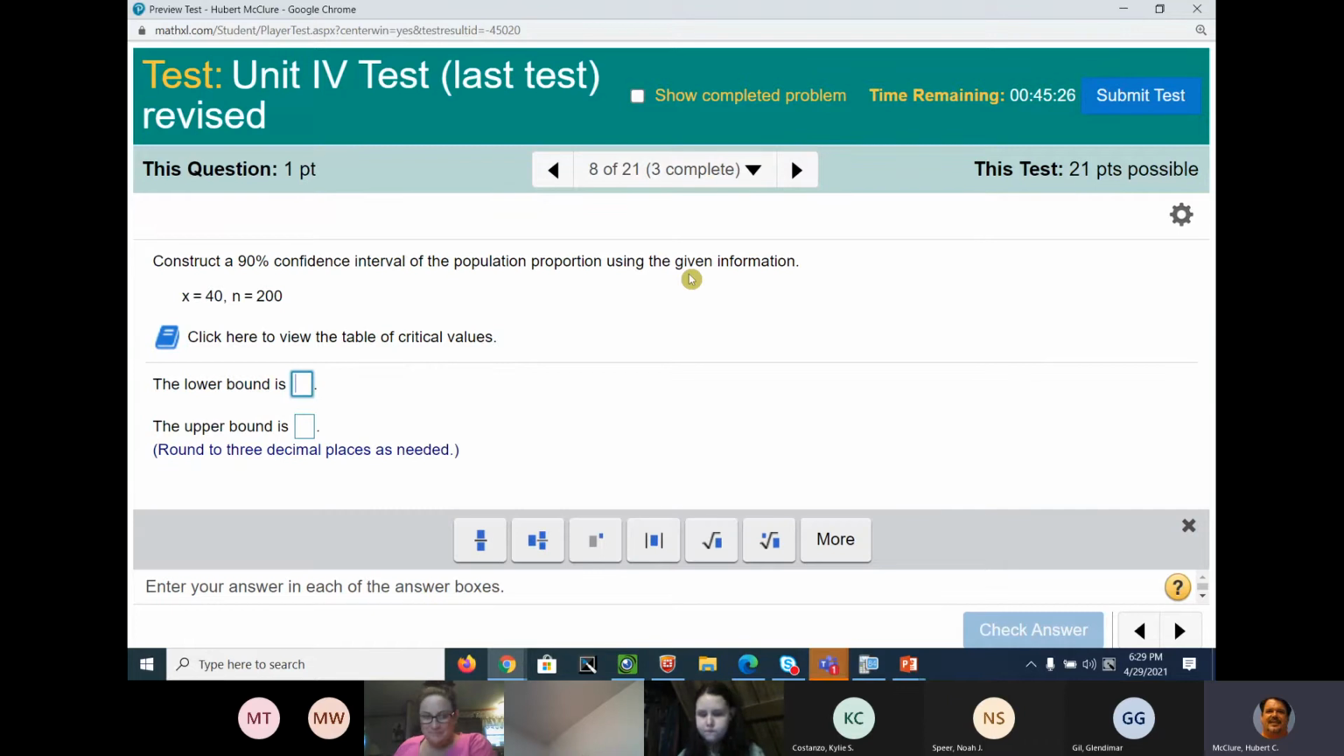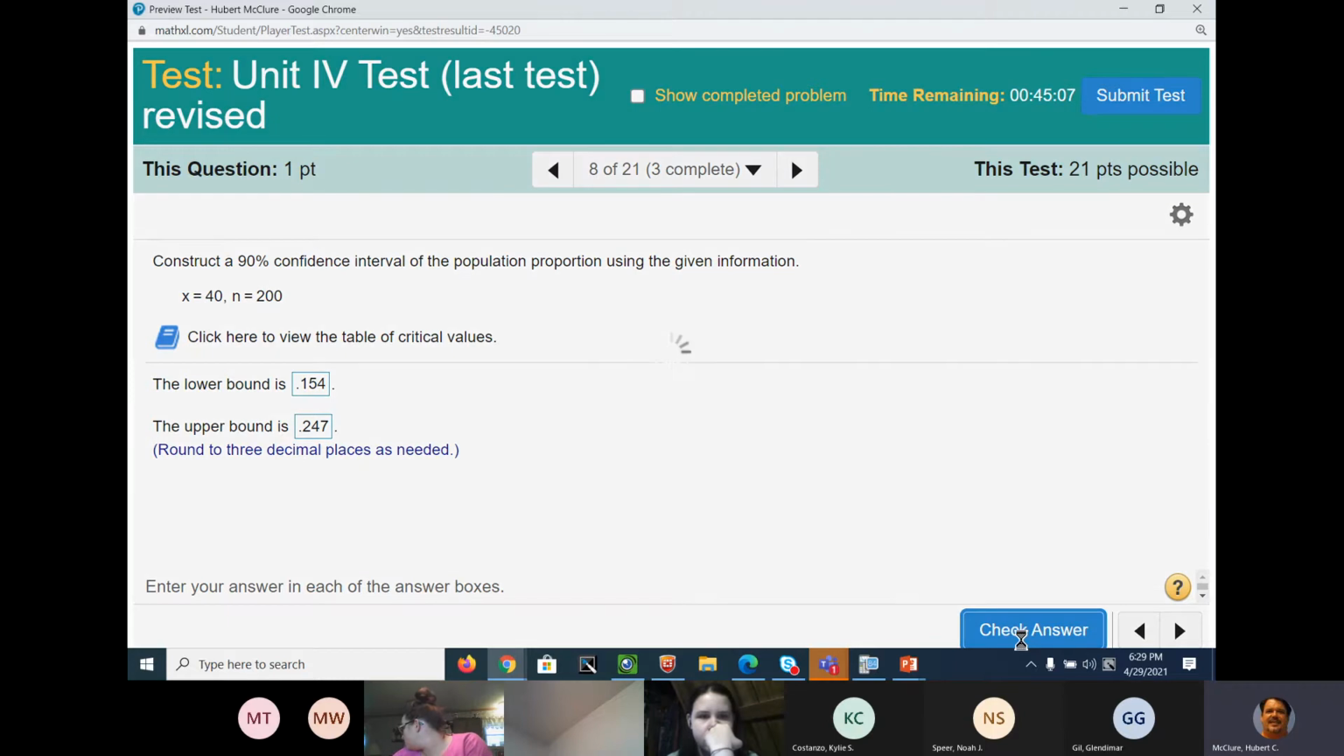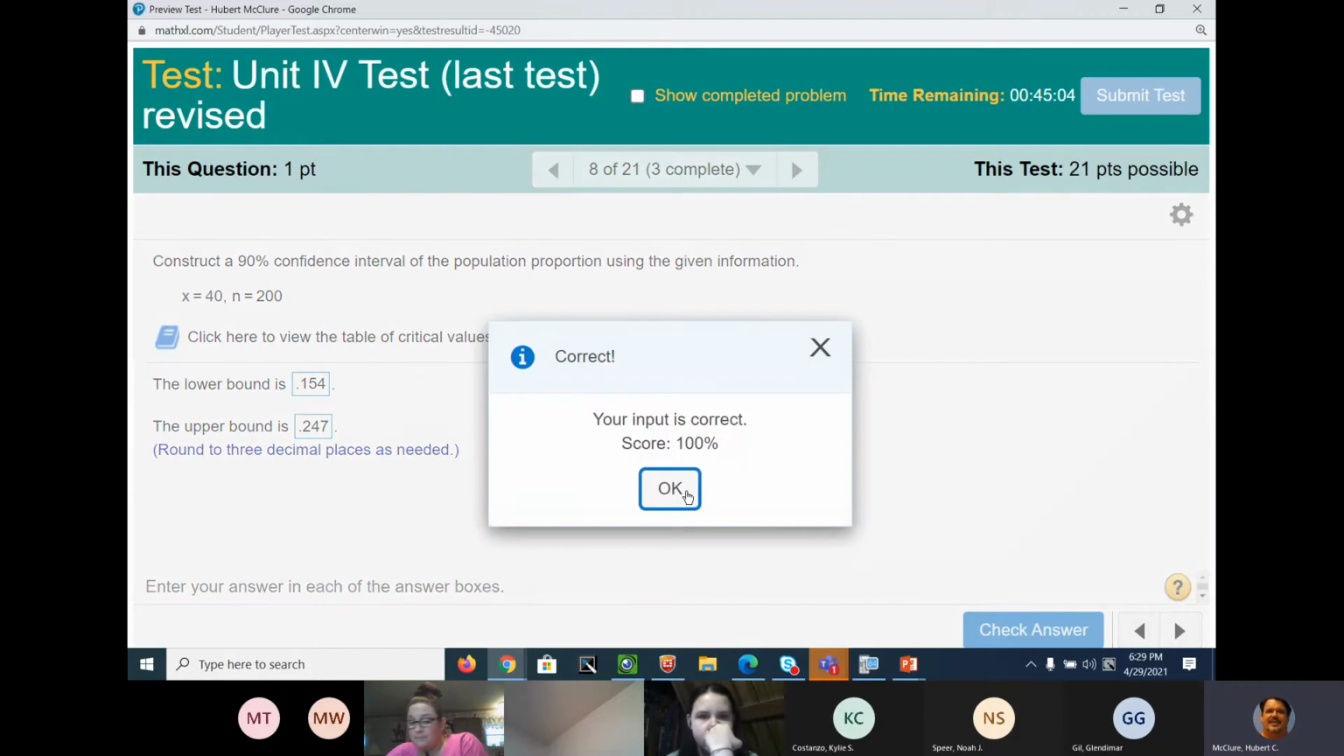Three places: 0.154. Wait, where did you come up with 0.154? Read the directions down on the bottom. Round to what? Okay. Read the directions, you know they're tiny. And that is 100% correct. Next question.